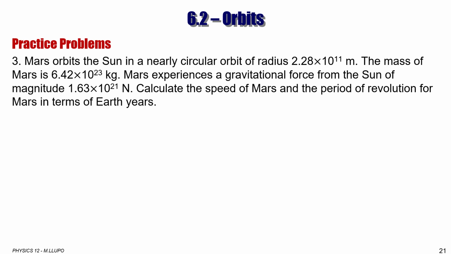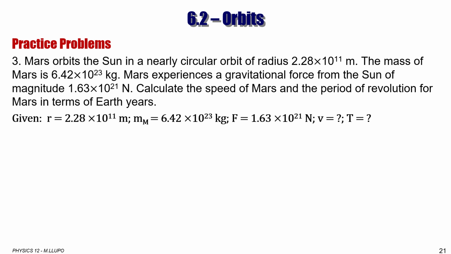Let's do another problem. Mars orbits the Sun in a nearly circular orbit of radius 2.28 times 10 to the power of 11 meter. The mass of Mars is 6.42 times 10 to the power of 23 kilogram. Mars experiences a gravitational force from the Sun of magnitude 1.63 times 10 to the power of 21 Newton. Calculate the speed of Mars and the period of revolution for Mars in terms of Earth years.